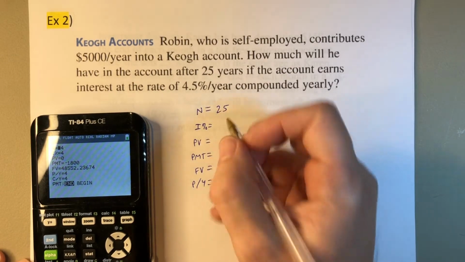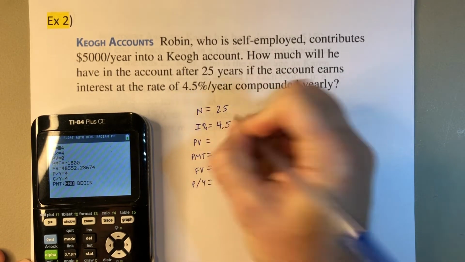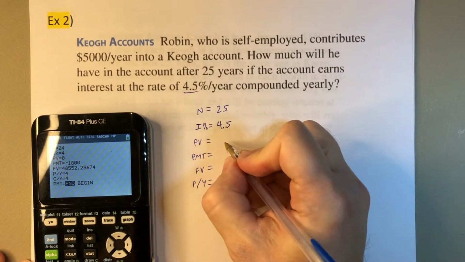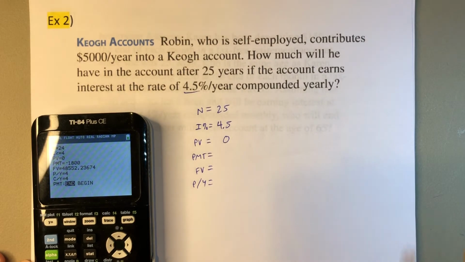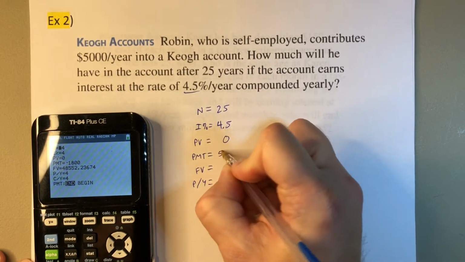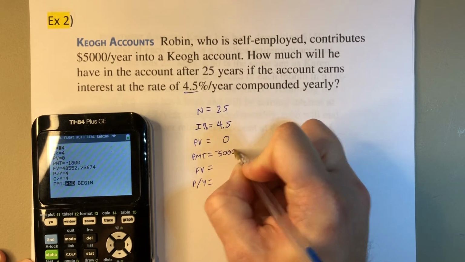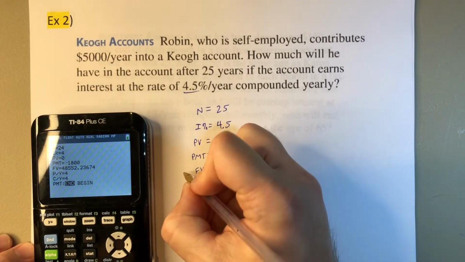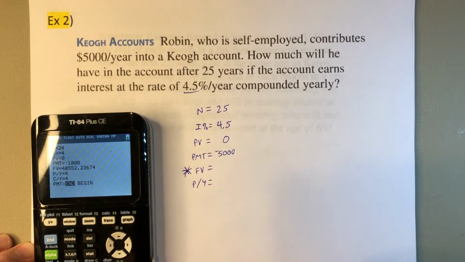All right, interest rate, 4.5%. You just enter in 4.5. Don't change it. Keep it exactly the same. Present value, it's not a present value. It's a retirement account, so present value will be 0. Payment, make it a negative 5,000, because it's money that's leaving you going somewhere else. Future value, I'm going to put an asterisk there. That's what we're going to be solving for.